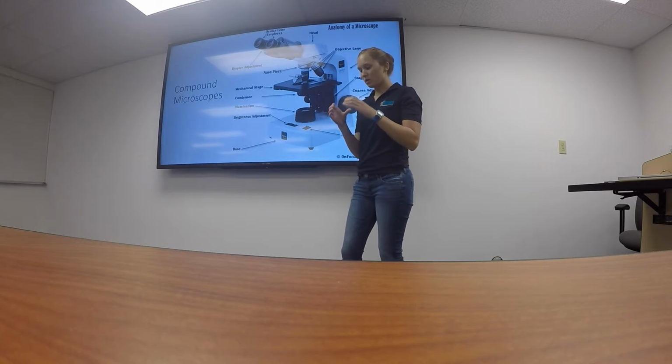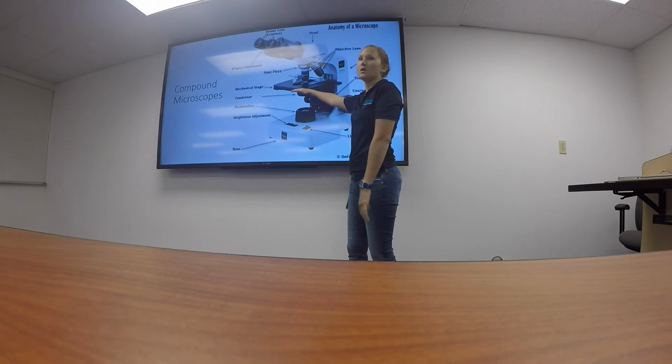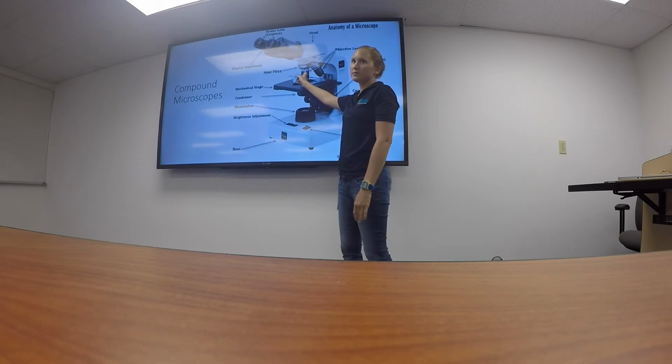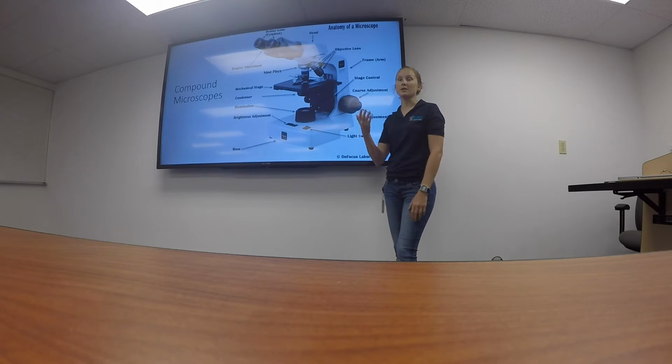Once you are able to clearly see the letter E, we're going to leave our stage alone. Then we're going to move our objective lenses and only use our fine adjustment to really make the picture clearer.